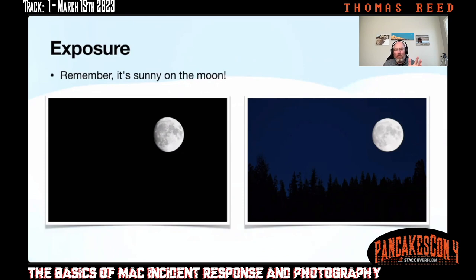If you want to get some details, so you'll see in this left-hand picture, you can't see any stars or anything like that. That's because it's exposed as if it were daytime. So if you want some background details, like in this right-hand photo, you really need to have some other source of light. So for example, this picture was taken when there was still a little bit of sunlight in the sky, which let us see the silhouettes of the trees in the background.